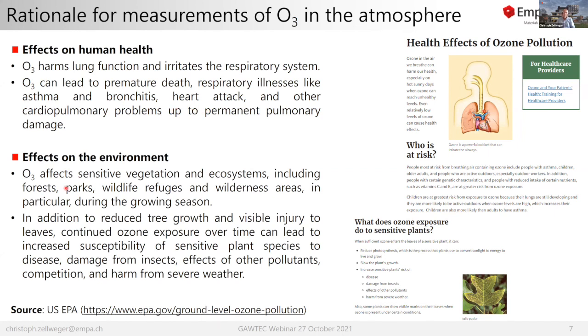It also has effects on the environment because it damages vegetation and it can lead to leaf injury, to loss of, for example, crop production. So it's important. I have this from the US EPA website, which gives a nice overview of the effects of ozone pollution.